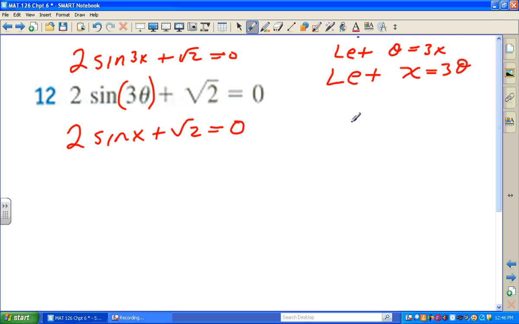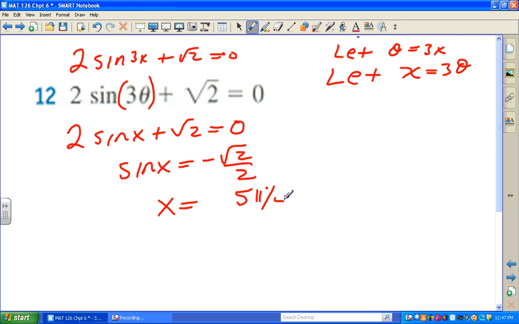Ready, Savannah? Exciting. How do you solve for x? Subtract square root of 2 and divide by 2, right? So sine of x equals negative square root of 2 over 2. This also allows you to concentrate and focus on isolating the variable first. If I would have kept the 3 theta in there, you'd have been so consumed by it, you wouldn't have seen what else to do. Now you're not consumed by it, you're solving. So what does x equal? 5 pi over 4 and 7 pi over 4. Okay?